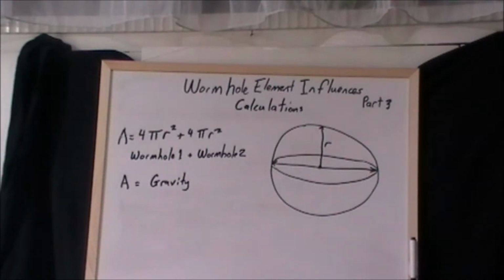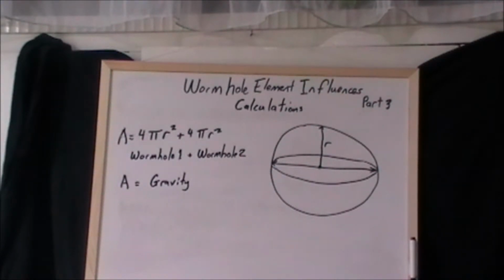Hello. In this video we're going to discuss wormhole element influences part 3, calculations. So, as mentioned, the influence of gravity on wormhole element produces different effects. Now we're going to look at the maths that is involved in this. So, in the case, what we're looking at is two spheres.